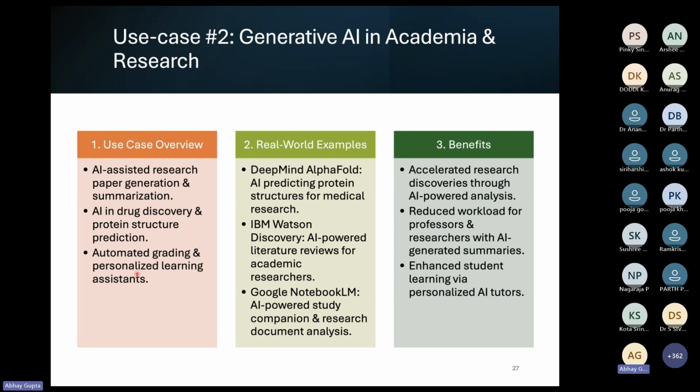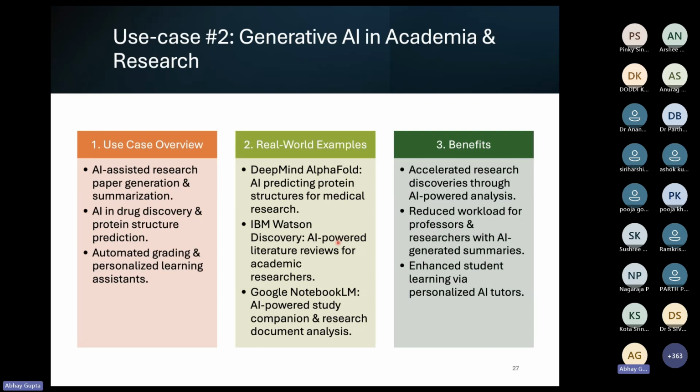It will tell you, okay, this is the score on each of these rubrics, and this is how much should you grade if you accept, or you can modify that. So that kind of thing is coming in. So this is one of the useful use cases in academia. So some of the examples, DeepMind has AI protein, like protein structure using AI models.